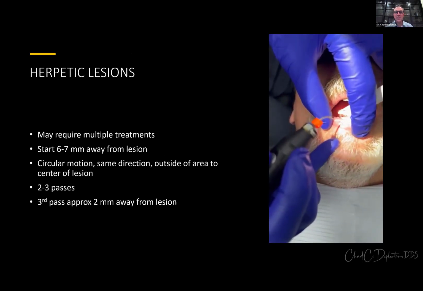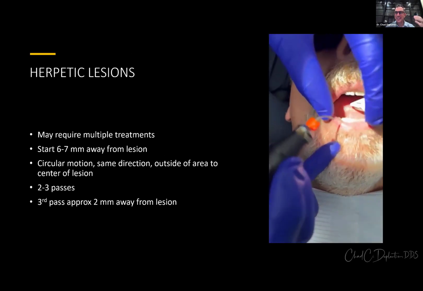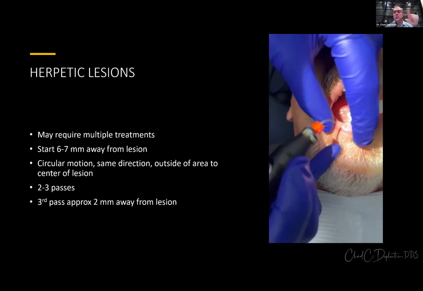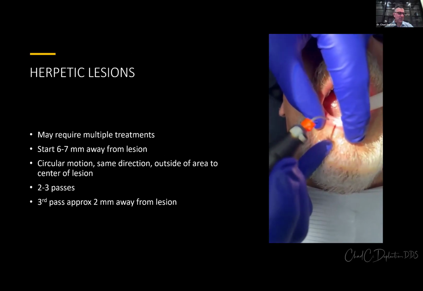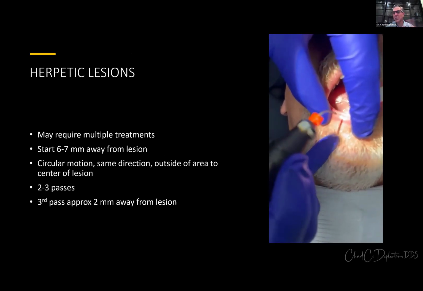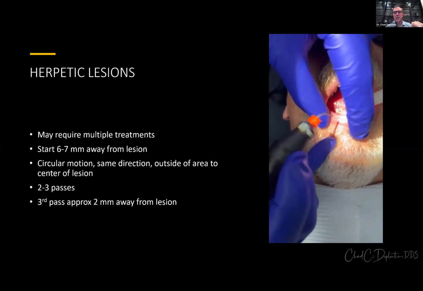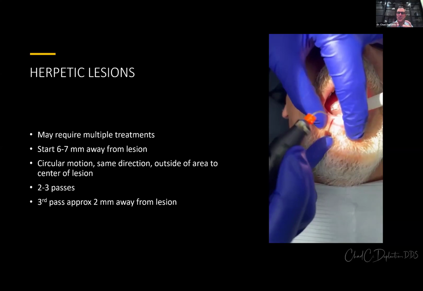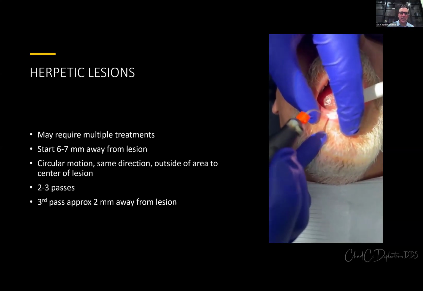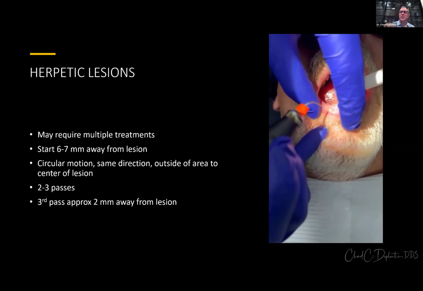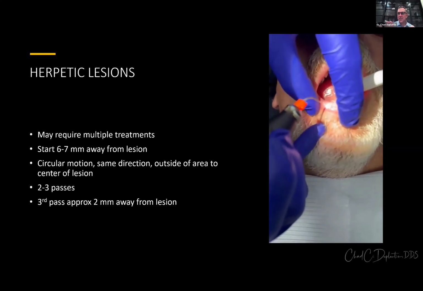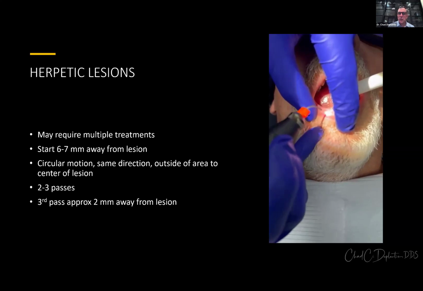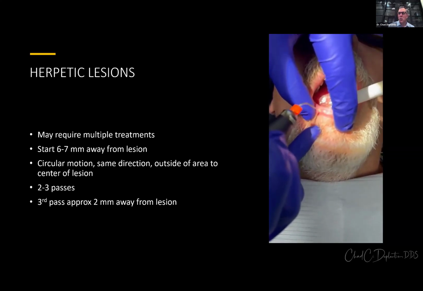But basically, what you do is you start 6 to 7 millimeters away from the lesion. You utilize a circular motion. In this particular case, you can see a counterclockwise motion. You start from outside the lesion and you work your way into the center. Now you want to do this 6 to 7 millimeters, then about 4 to 5 millimeters, and then about 2 to 3 millimeters away from the lesion.